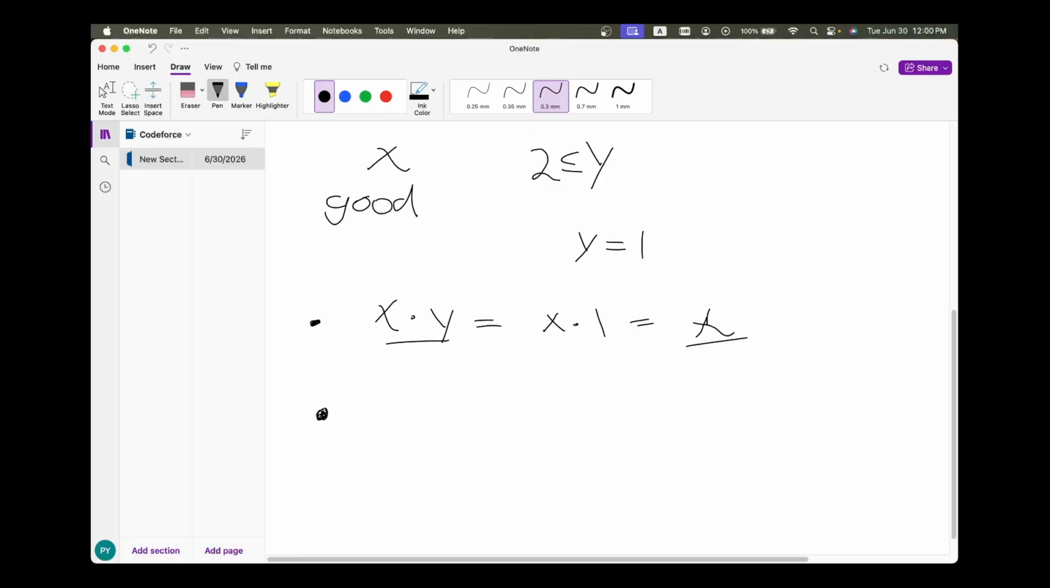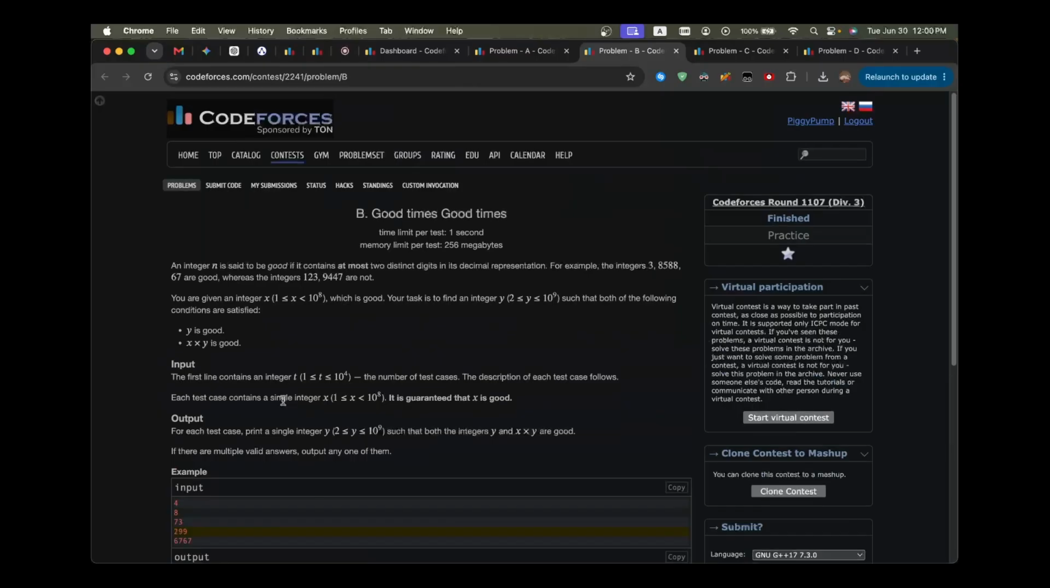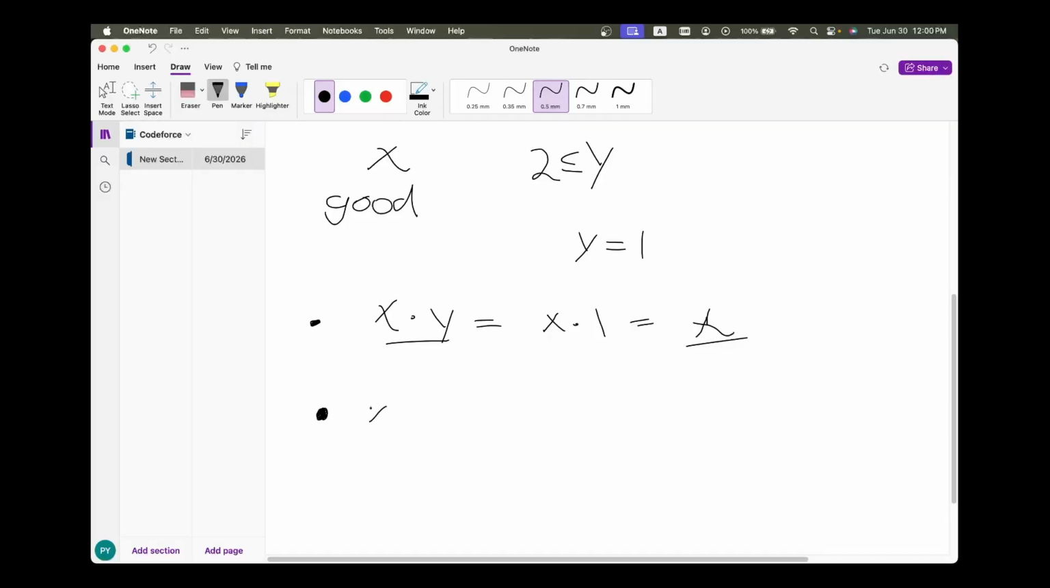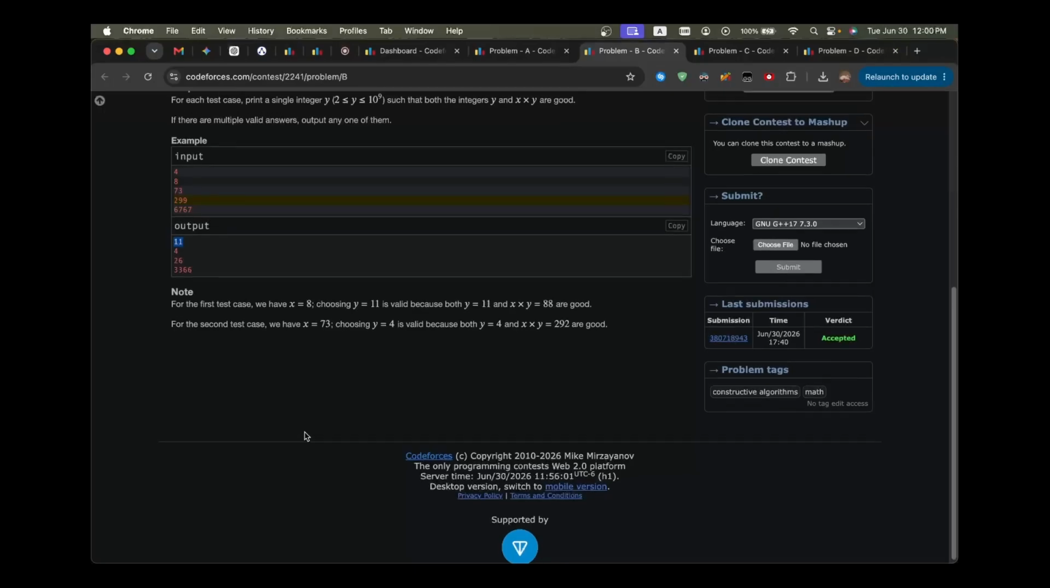However, we know that y has to be at least 2, so it kind of doesn't work. And then you get a hint from the test cases. So suppose x is 8, and then you choose y to be 11. This multiplication results in 88, which is good because you have two eights. That's a really good hint. This is the hint that they give us, right?